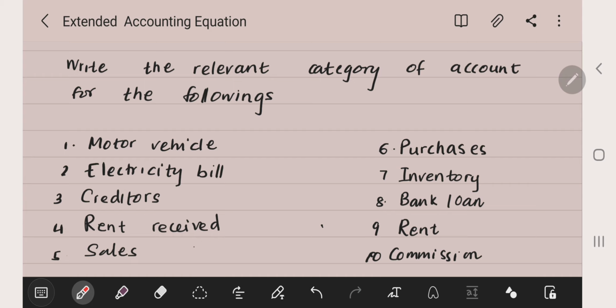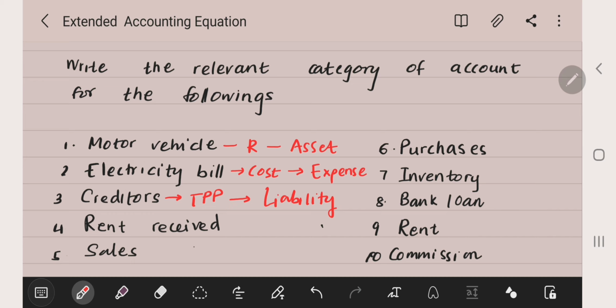Okay, let's check our answers. Motor vehicles: this is a resource of the business, therefore it will become an asset. Electricity bill: we need to bear the electricity bill in order to produce a product, so it is a cost to earn an income, so it will become an expense. Third, creditors. Creditors are the people from whom we purchase items without paying cash. Therefore, we need to pay them on a future day. So that will become a third party payable, so that's a liability.